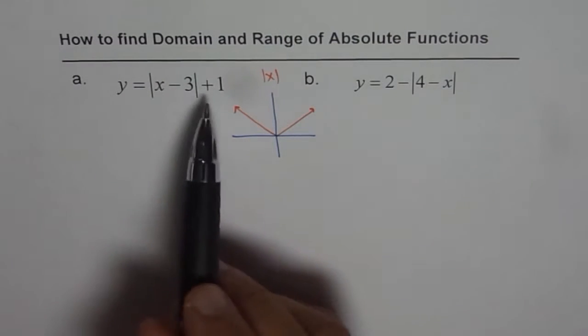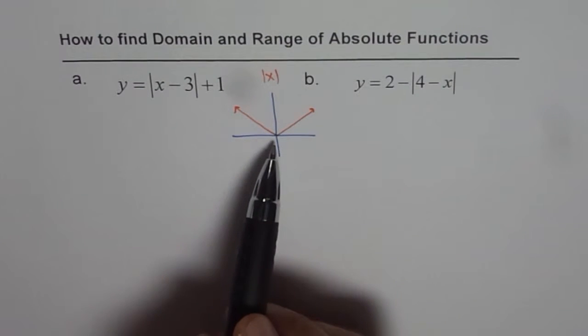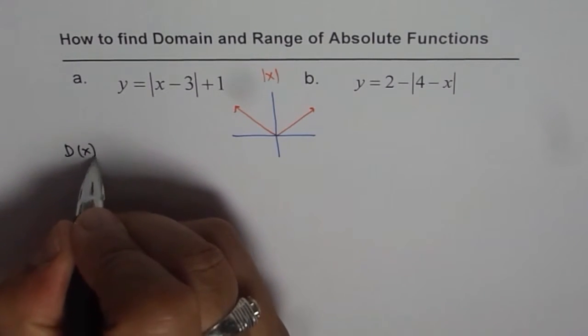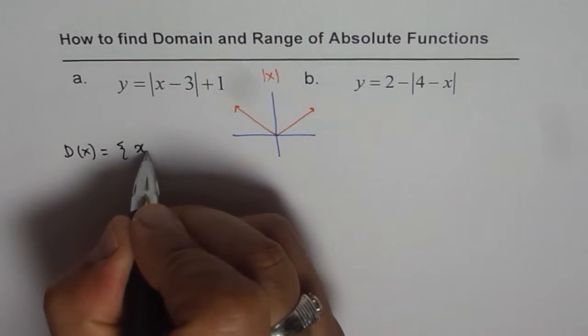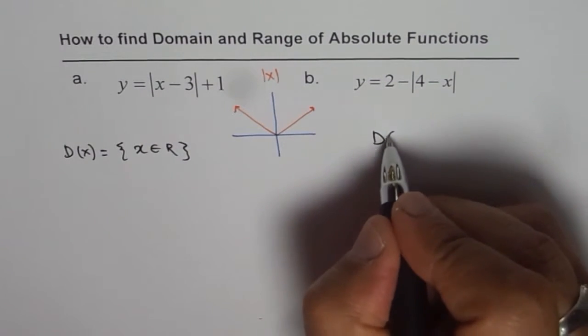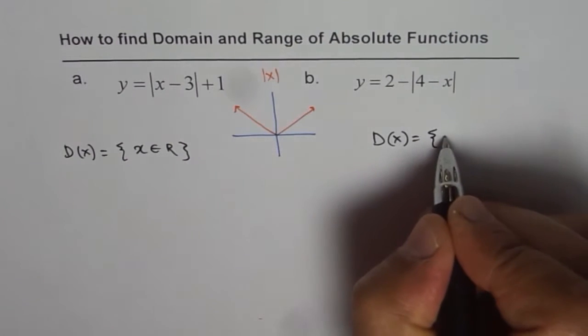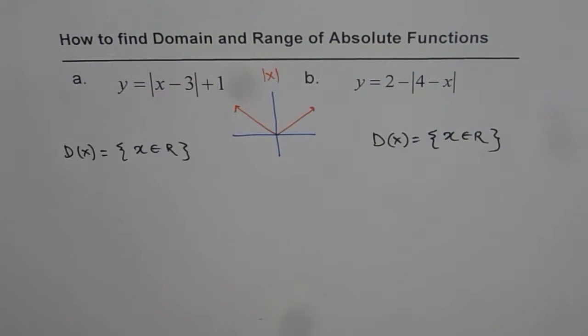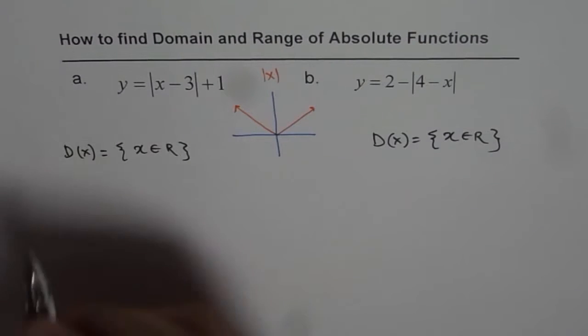Now let's find the domain and range of transformed functions. So what we see here is that for an absolute function, domain is always real numbers. So without thinking much, we can always write domain is x belongs to real numbers, right? So let me just finish it up here for both of them and write domain is x belongs to real numbers, right?